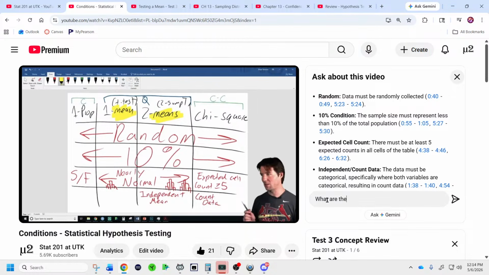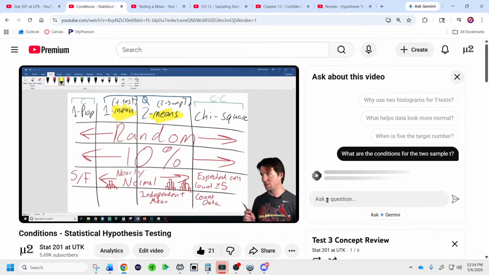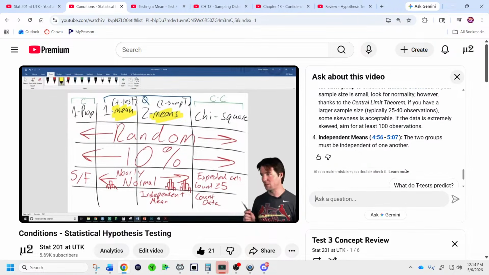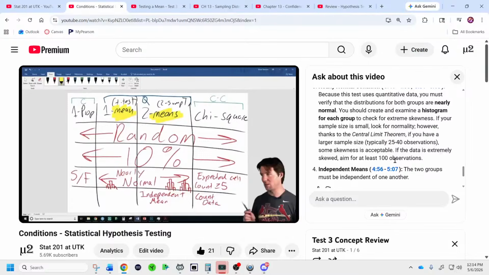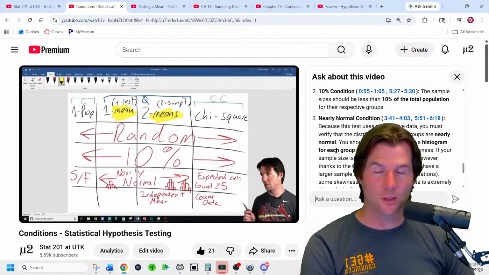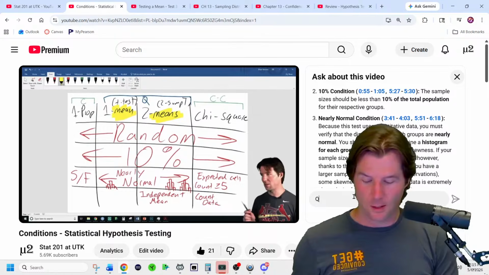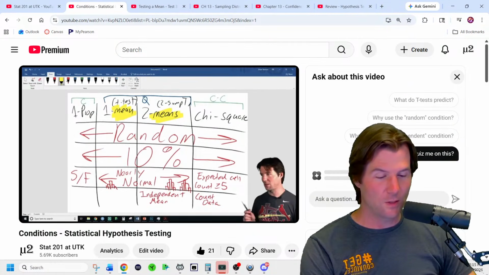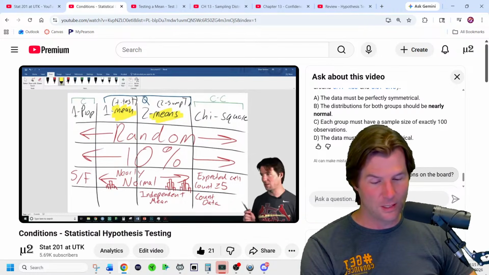What are the conditions for the 2 sample T? Let's see, it should say random, 10%, nearly normal, and independent means. There it is. And there you go. And they even mentioned the central limit theorem right there. Really good. And all the things I think I mentioned in here, going through the ideas of it. So you can ask questions. You can see if you know the things. Quiz me on this. If it does this, which Gemini can do, can it do it yet? Can it do it within here? Oh, it did it.